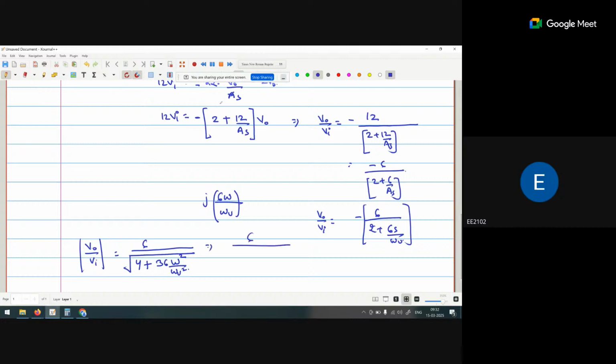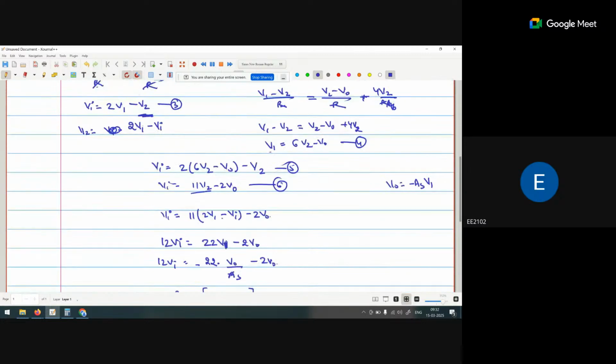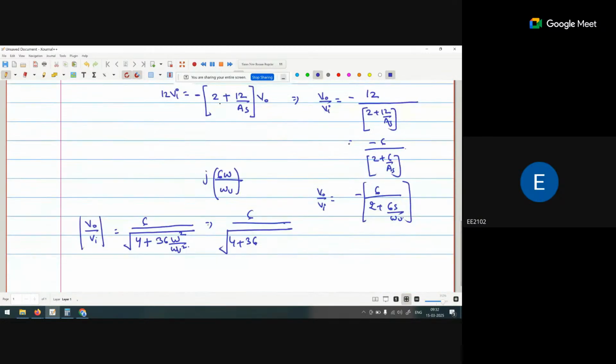So it becomes 6 upon root of 4 plus 36. Now it is given that omega u is equal to 4 omega. So when I put it as 4, it is 16. Okay, omega u and omega will be cancelled. So this is the V naught upon Vi.